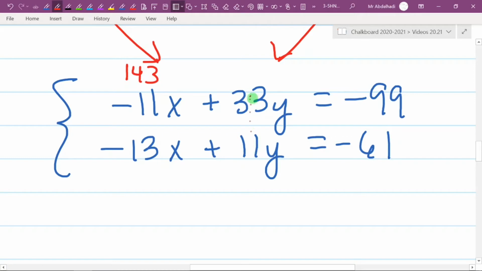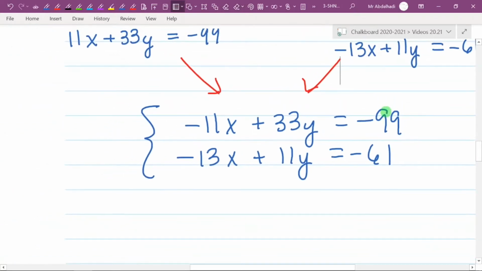On the other hand, 11 and 33, they both go into 33, don't they? 11 goes into 33 and 33 goes into itself. So that's the least common multiple there, and that's a lot lower than 143. So my goal is to make them both 33s. Now this one's already a 33, so I don't have to do anything. Question is, how do I get the bottom to become a 33? Well, that's pretty simple. Just multiply by 3, and 3 times 11 is 33.